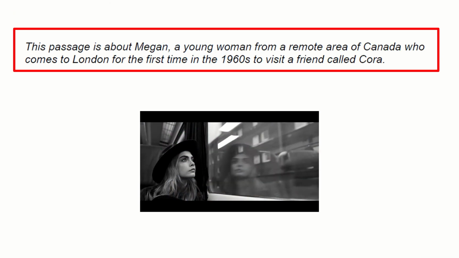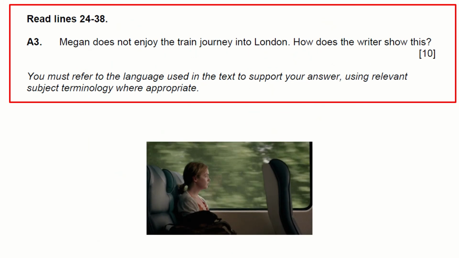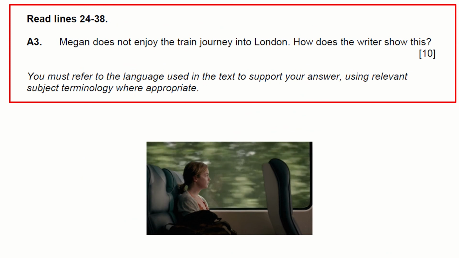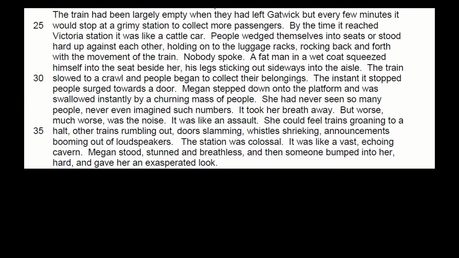Okay, so when we get into the exam, I'm going to show you a real exam paper now. They will always give you a bit of context on what the story is about. This exam paper was a passage about Megan, a young woman from a remote area of Canada who comes to London for the first time to visit a friend. We're just looking at lines 24 to 38. The question is, Megan doesn't enjoy the train journey into London. How does the writer show this? 10 marks. I'll read the extract, and while I read it, think to yourself, how does it show that she's not enjoying it?